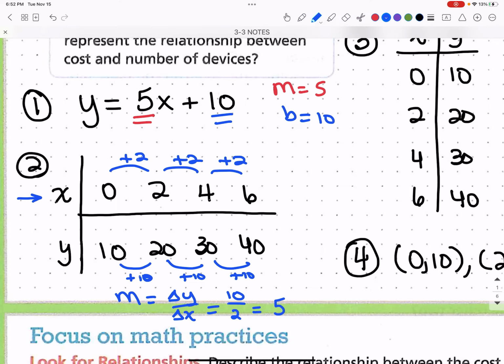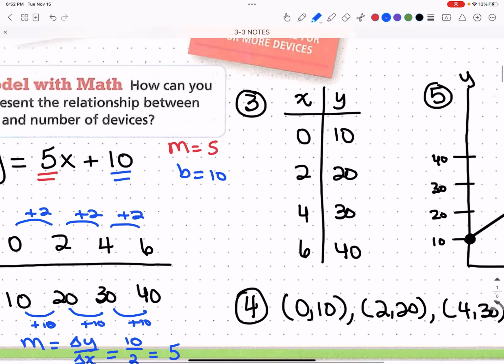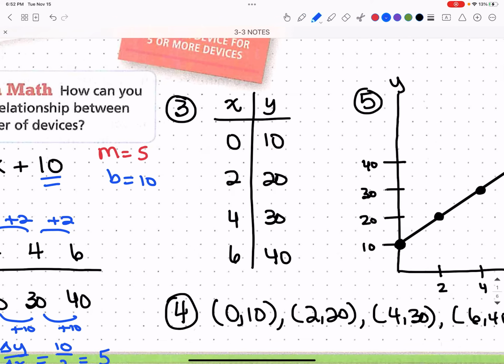Okay? This is just another way that you might be given a table. This table was side to side. This table's up and down. You still do the same thing. You look for the change, right? We go up 10, we go up 10, and we go up 10, and that's the change in y. On the change in x, we go up 2, up 2, up 2. So again, I could say that the m here is 10, which is the change in y, over 2, which reduces to a 5.